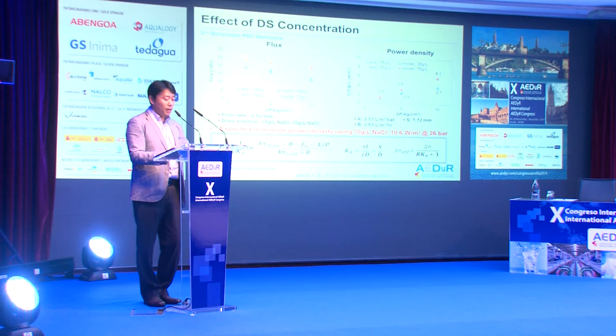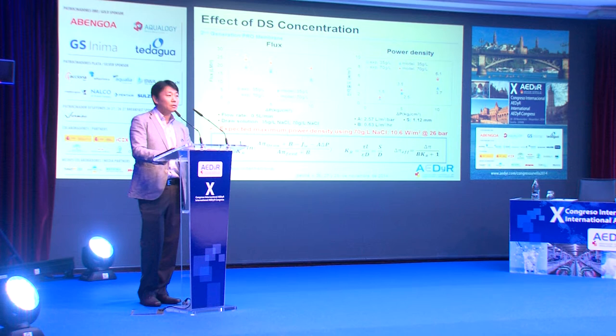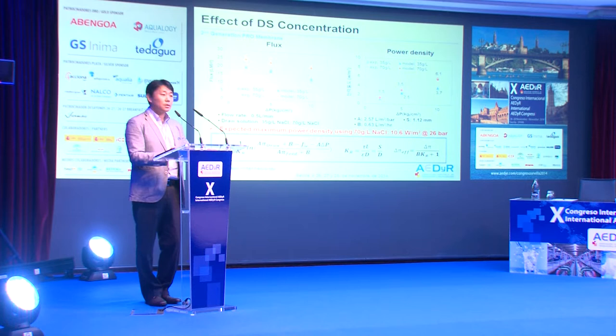Power density was measured according to the set concentration of salt using the second generation PRO membrane. This graph shows the performance of the PRO membrane. It was measured at 35 gram per liter of seawater condition and 70 gram per liter of RO brine condition. Increasing the salt concentration improved both the water flux and power density. The power density increased to 6.1 watt per square meter from 3.7 watt per square meter at 10 bar.